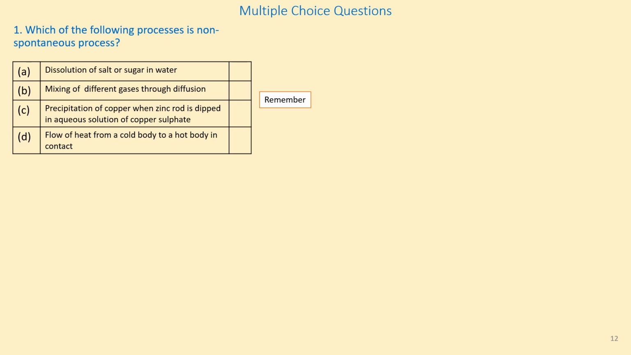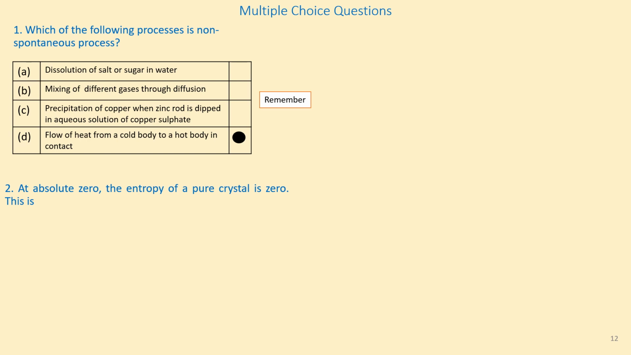So remember that the non-spontaneous process is the flow of heat from a cold body to a hot body in contact. Here some work is done for transferring heat from the cold body to the hot body.